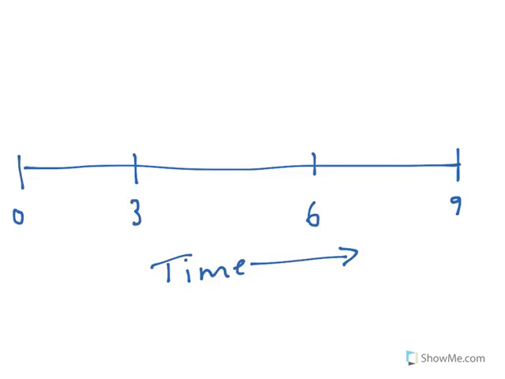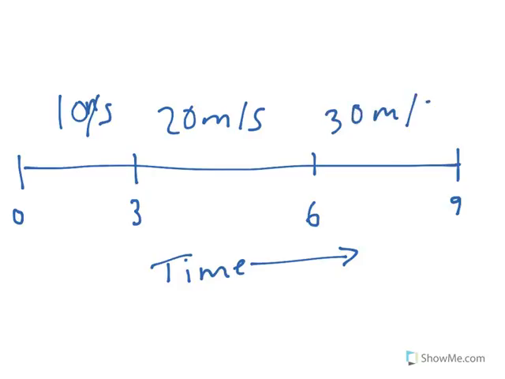Let's talk about how to find an average velocity. The average of a set of numbers is the middle of the road value. Let's say that my car drives 10 meters per second for 3 seconds, and then it drives 20 meters per second for another 3 seconds, and 30 meters per second for the last 3 seconds. Let's find out its average velocity.